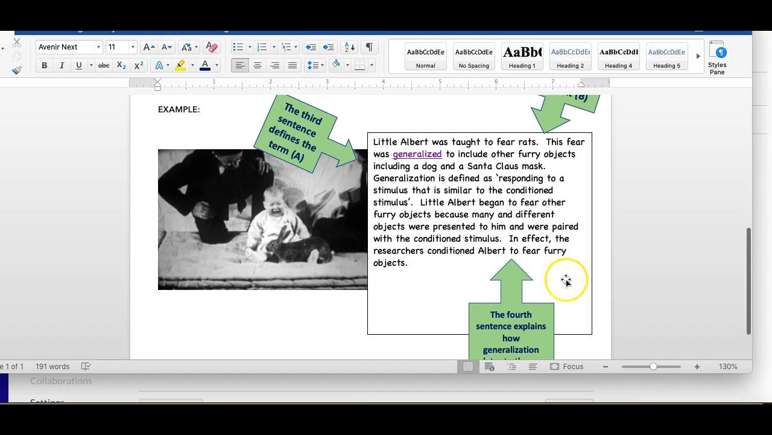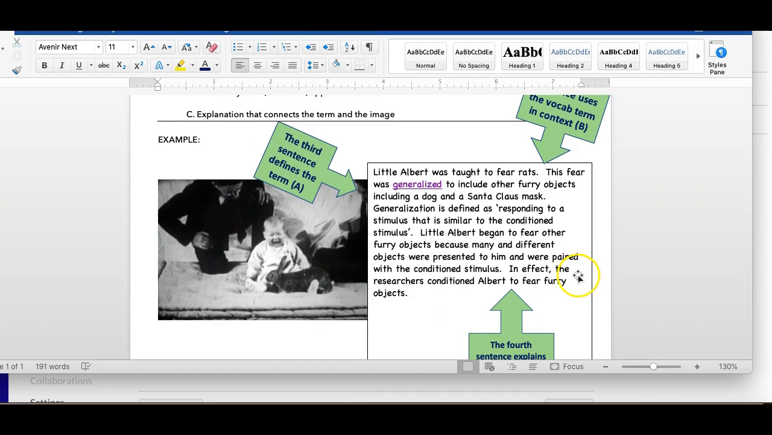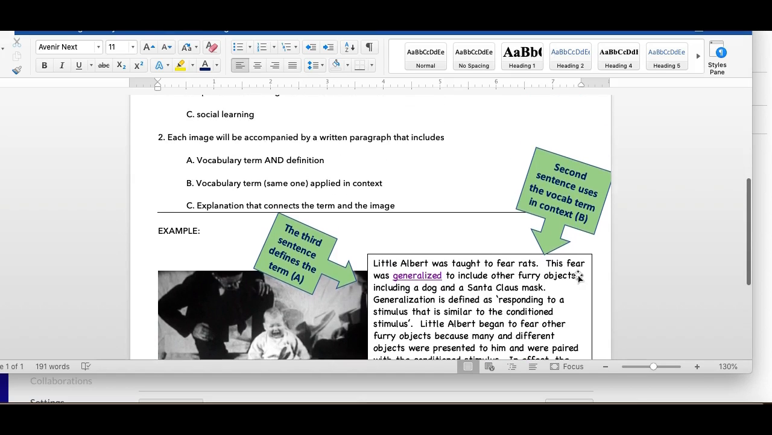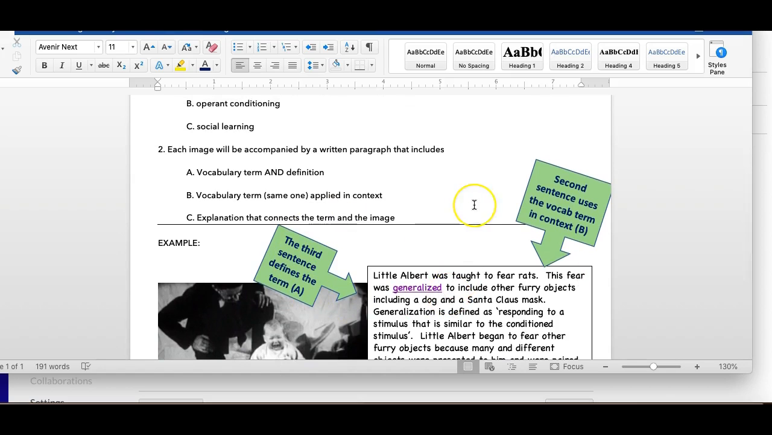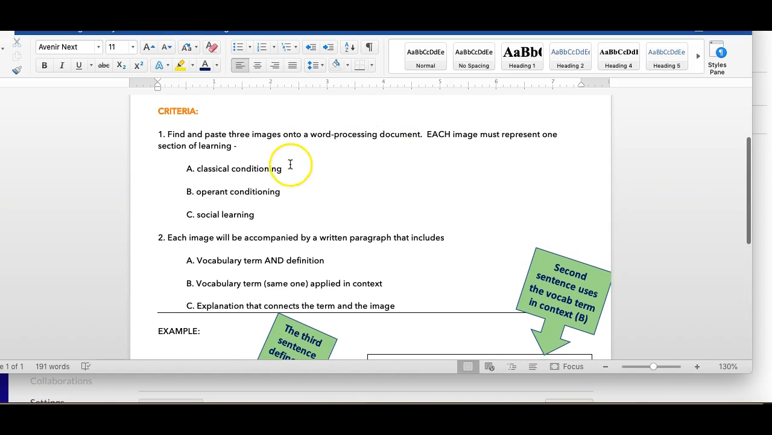And just in case the reader doesn't understand what I'm saying, I added a conclusion sentence, and I wrote, in effect, the researchers conditioned Albert to fear furry objects. All right. I hope the explanation and the example help when you guys are writing your own paragraphs, one for classical conditioning, one for operant conditioning, and one for social learning. So once again, you are going to have 3 sets of boxes, and you have to have an image and writing, image and writing, image and writing.